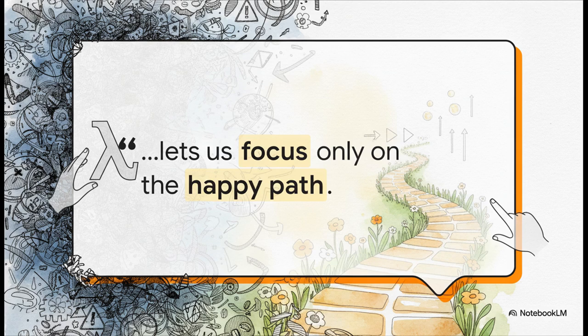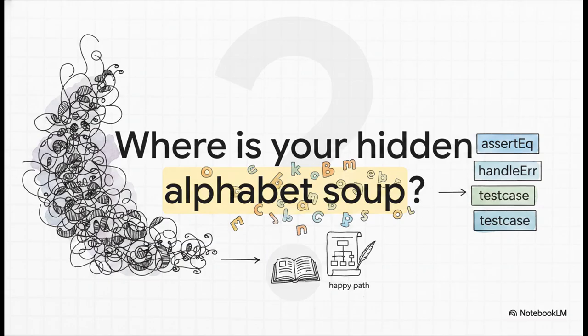So I want to leave you with this final thought. Look at your current projects right now. Where are you writing the exact same error-handling boilerplate over and over again? Where is the hidden alphabet soup in your own test suites that you could refactor into a clean, reusable helper function today? Take a page out of Ang's book, find those redundant case blocks, build your own assertions, and get back to focusing exclusively on the happy path.